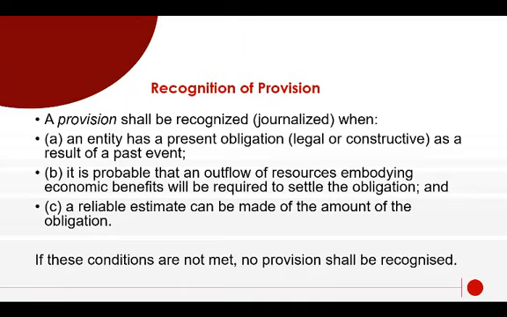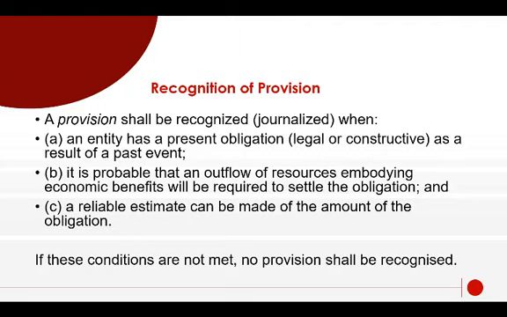Now, provision should be recognized. When you say recognize, it should be journalized. So when we need to journalize it, first we have to determine if the entity has a present obligation as a result of a past event. It is probable that an outflow of resources embodying economic benefits will be required to settle the obligation, which means we need to settle it using our economic benefits. And then a reliable estimate can be made of the amount of the obligation.